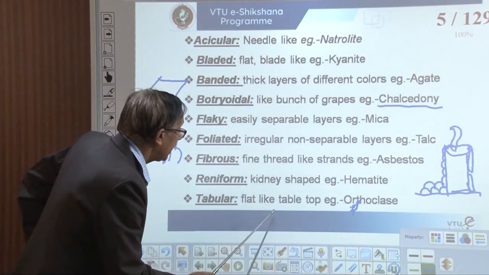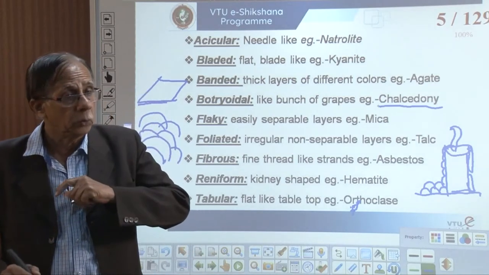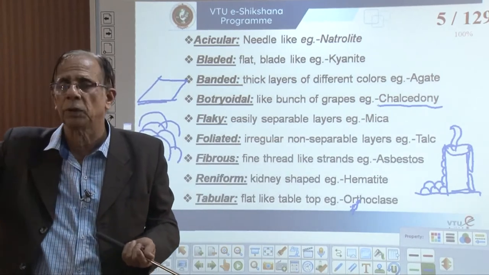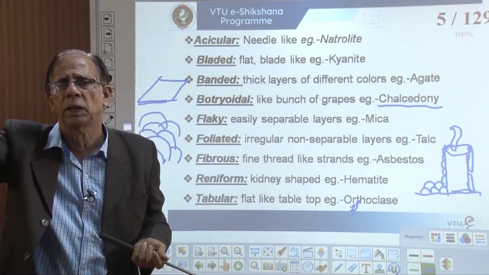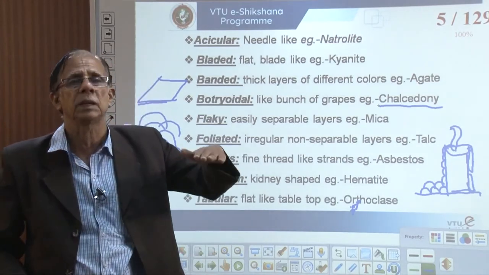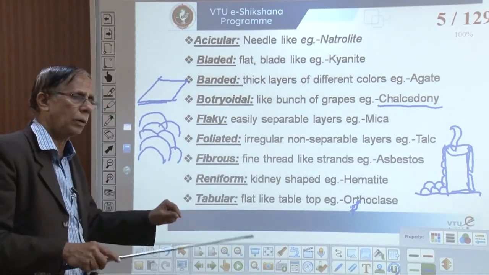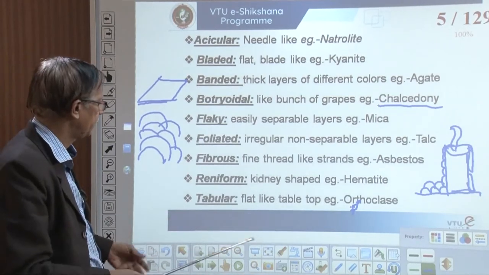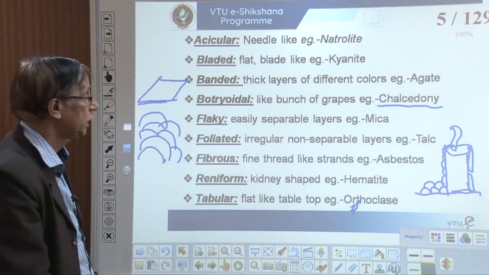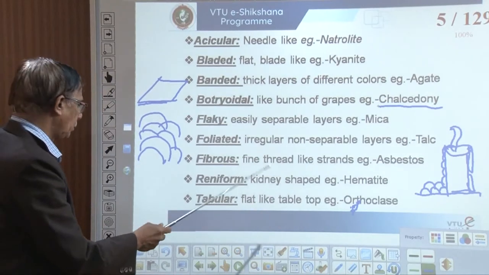Tabular, flat like a table top, they have two dimension, rectangular or perfect square shape, a plane surface in one direction we get, in the other direction not. Such a table surface like flat, two dimension, rectangular or square shape, but in third dimension it is different, it is tabular, flat like. There are several minerals, especially the orthoclase mineral is a typical example for this.